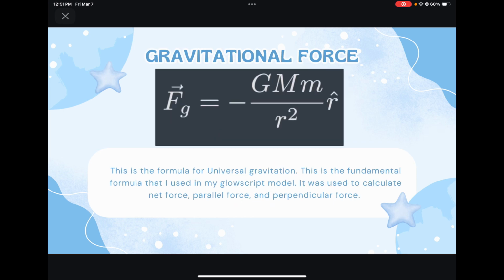This is the formula that I use for universal gravitation. This is a non-constant force that was used a lot during the GlowScript model, and it was used to calculate the net force, parallel force, and perpendicular force in space.